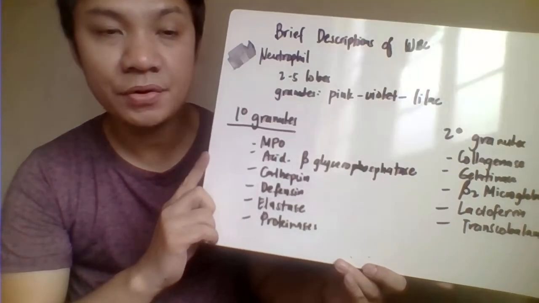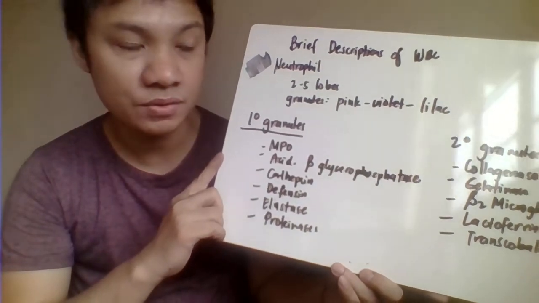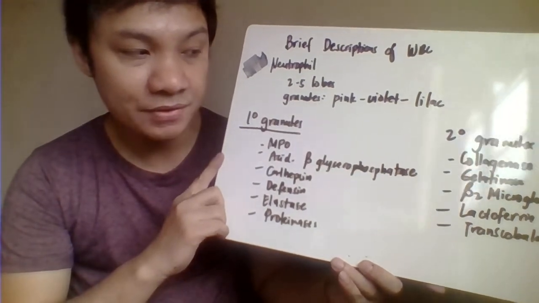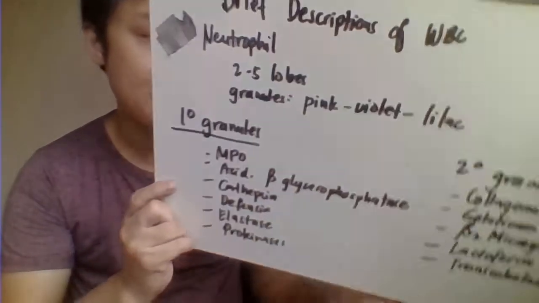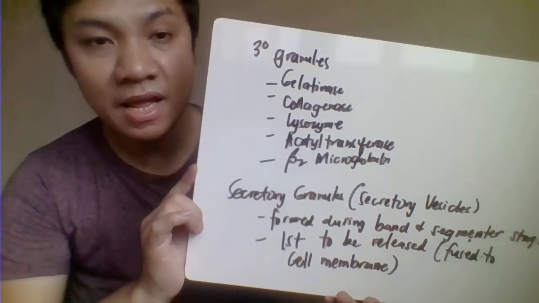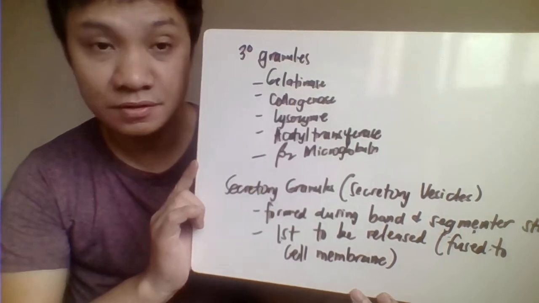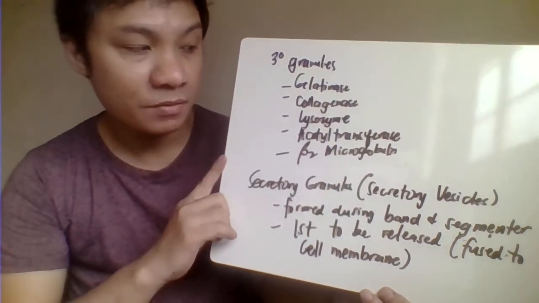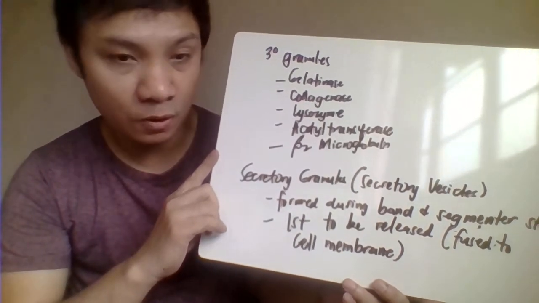Secondary granules, also called the specific granules, are produced during your myelocyte stage. This includes your collagenase, gelatinase, beta-2 microglobulin, lactoferrin, and transcobalamin. The tertiary granules are produced during your metamyelocyte stage, or your juvenile, and include gelatinase, collagenase, lysozyme, acetyltransferase, and beta-2 microglobulin.